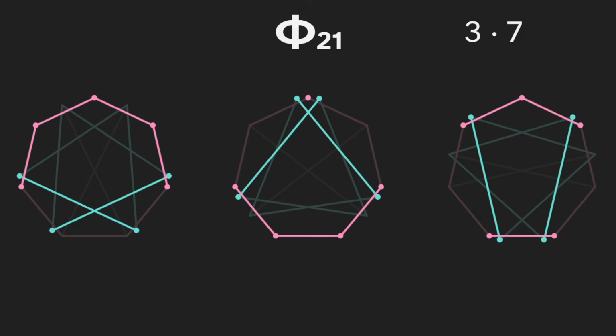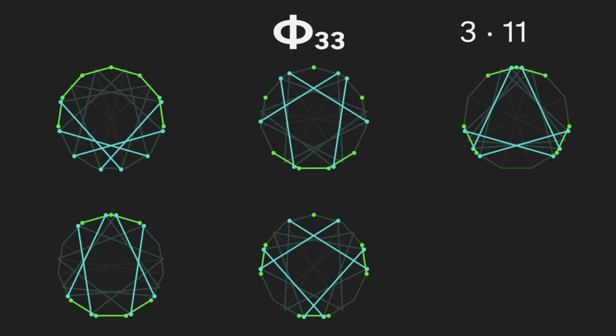So we can guess that maybe the shape of 3 times p is going to give us a p-gon, 2 triangles, and then it will have a bunch of shapes based on how you can pick 2 points on those p-gons. So let's take a look at phi sub 33, 3 times 11. Here our guess runs into some problems.